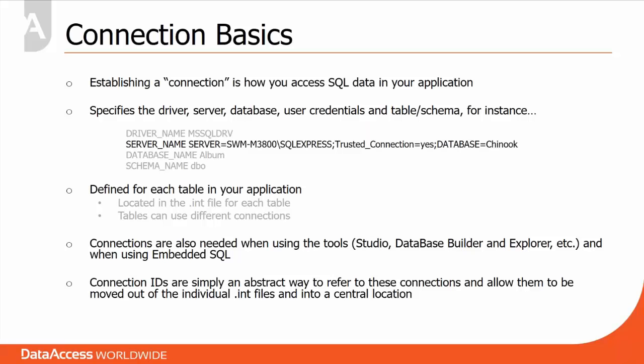So you've got all this information trying to be used by all of these aspects of your application, the tools, embedded SQL, and connection IDs are simply a way of referring to those connections, moving as much as possible out of the individual INT files so that it's all the same and it's easy to change. Connection IDs aren't new, but how well integrated they are into the framework and the tools is what's really new in 19.0. So how are we doing this?